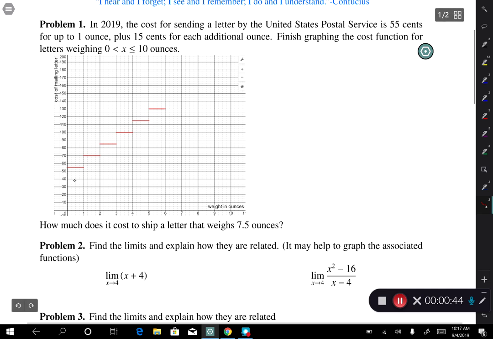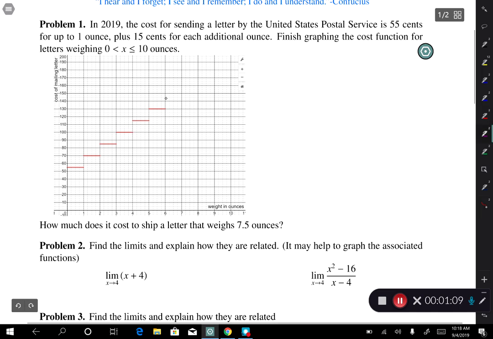It's defined to be 55 cents for 0 to 1 ounces, and then anything over 1 ounce jumps up to 70 cents, because that's 55 plus 15 more cents. Between every integer after that, it goes up by another 15 cents. So 2 to 3 it's now 85 cents, 3 to 4 ounces it's now 100 cents, and so on. So we need to continue this pattern.